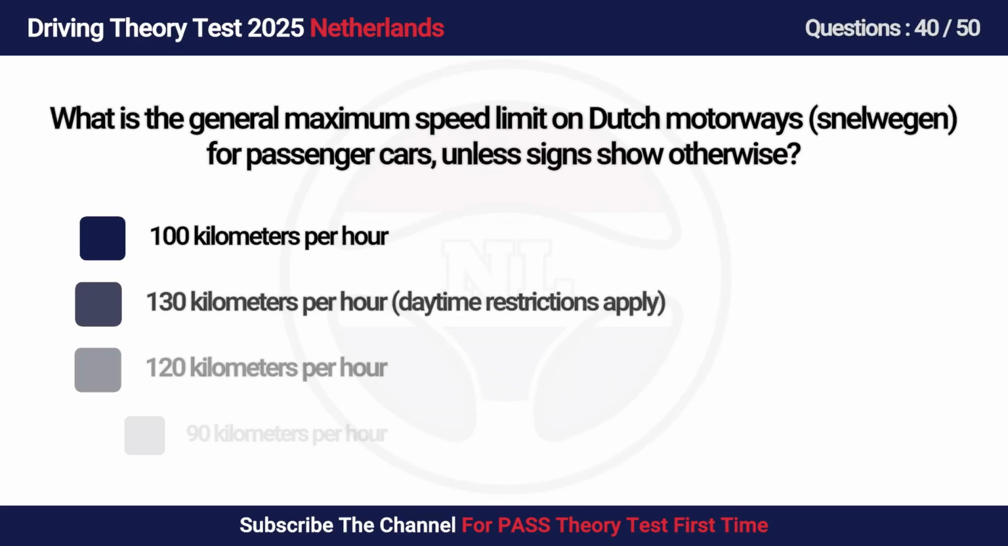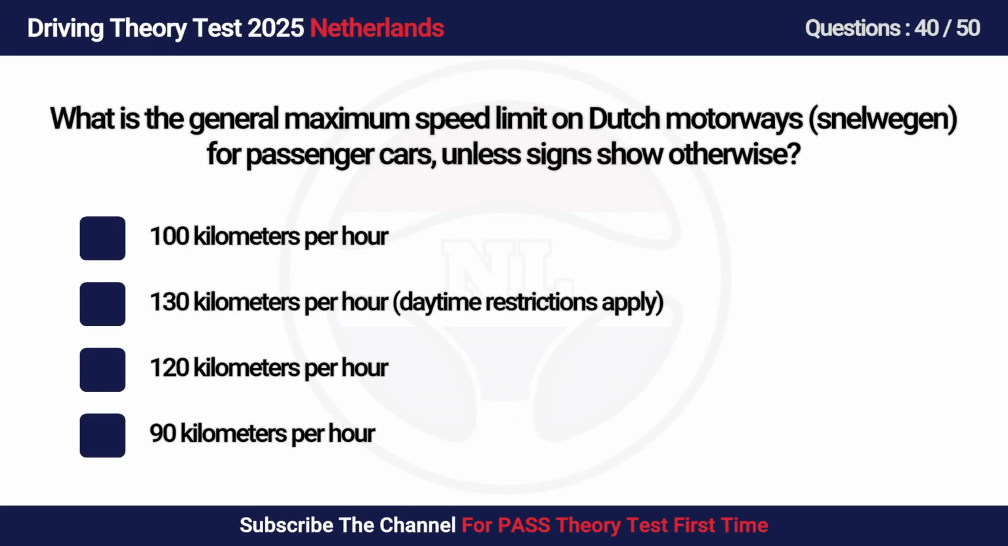Question 40. What is the general maximum speed limit on Dutch motorways for passenger cars, unless signs show otherwise? A. 100 km per hour. B. 130 km per hour, daytime restrictions apply. C. 120 km per hour. D. 90 km per hour.